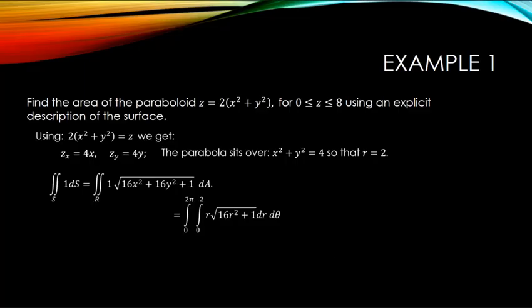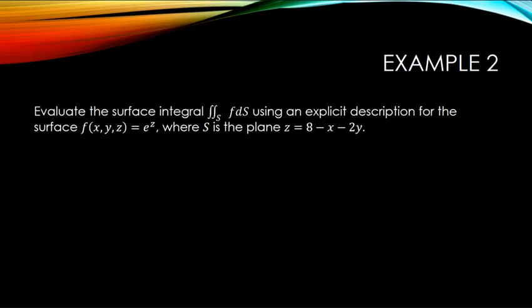The inner integral becomes 65 times the square root of 65 minus 1, divided by 48, so that my outer integral is given by the integral from 0 to 2 pi of 65 times the square root of 65 minus 1, over 48, d theta. When I evaluate this integral, I get the quantity 65 times the square root of 65 minus 1, times pi, all divided by 24. I want to work another example.